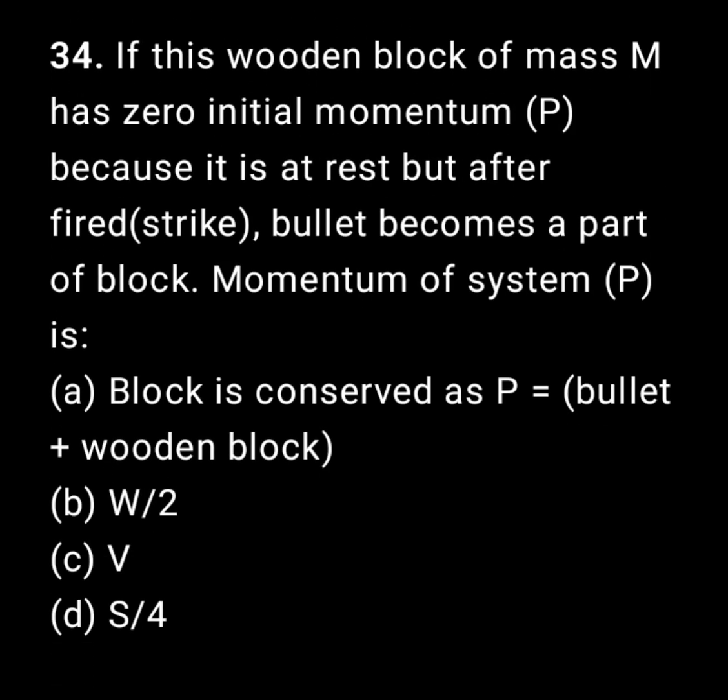34. If this wooden block of mass M has zero initial momentum p, because it is at rest, but after being struck the bullet becomes a part of the block, the momentum of the system p is A. Conserved as p equals bullet plus wooden block. B. With 2. C. V.